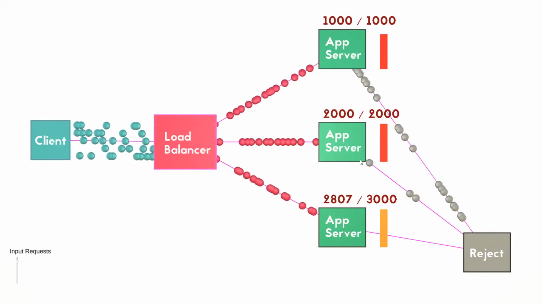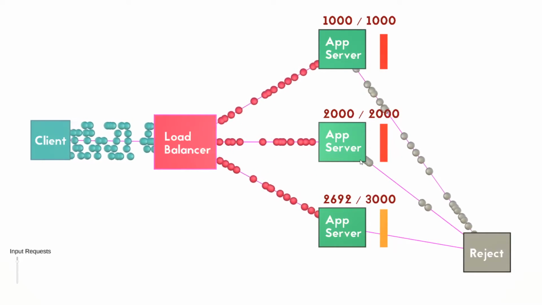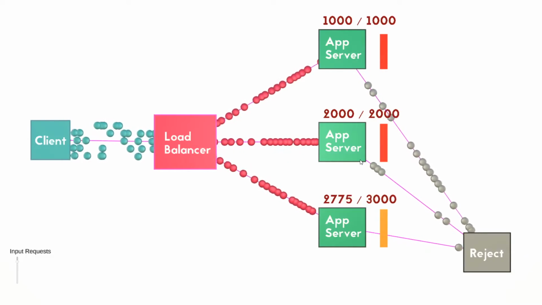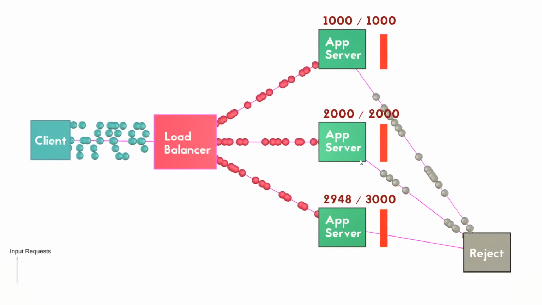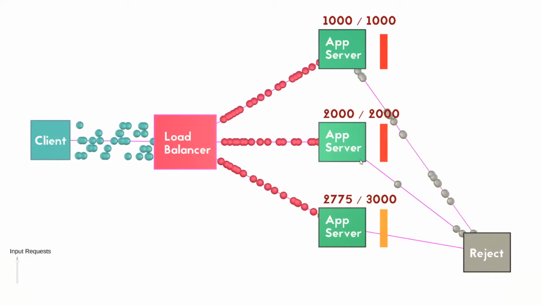Seems like a good way to implement rate limiting. What is the caveat? What is the limitation? Let us see that next.